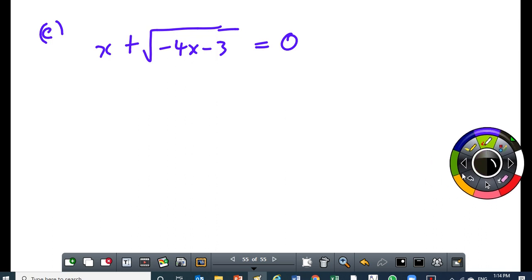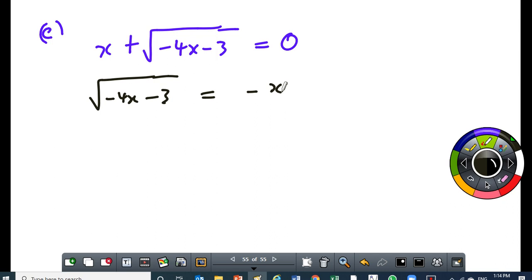Now, as I told you yesterday, if you're part of the online lesson, when you're solving a surd equation like that, you need to isolate the surd first. So here, my surd is the square root of minus 4x minus 3. So I have to take this x to the right hand side. That's the first step. So I'll write here the square root of minus 4x minus 3 equal to minus x.